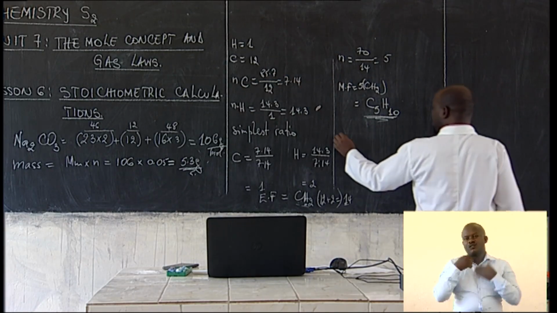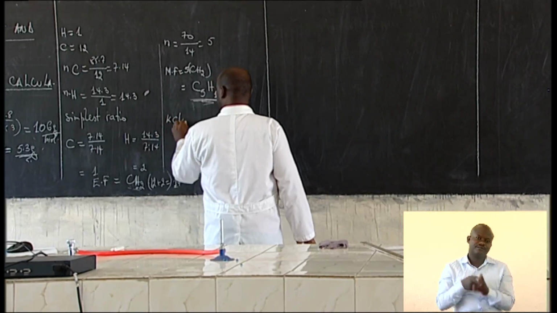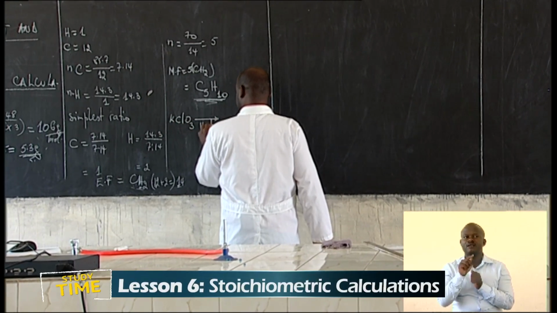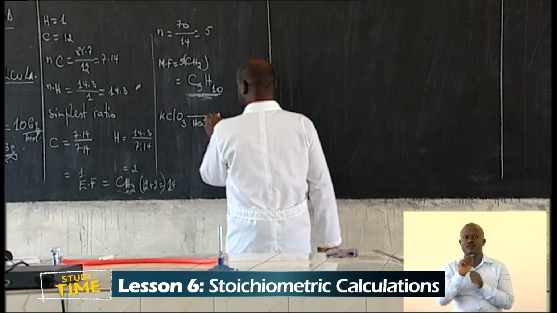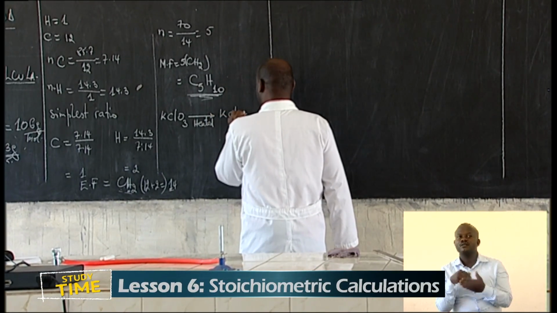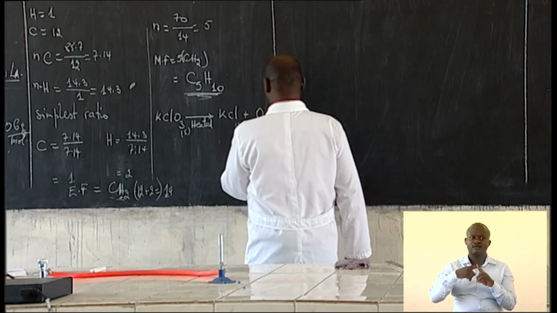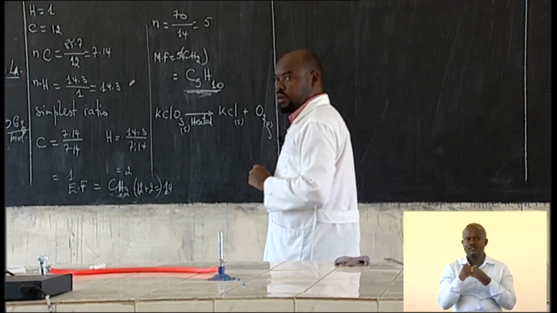We have potassium chlorate decomposing when heated to produce potassium chloride plus oxygen. This is solid, and oxygen is in the gaseous state.